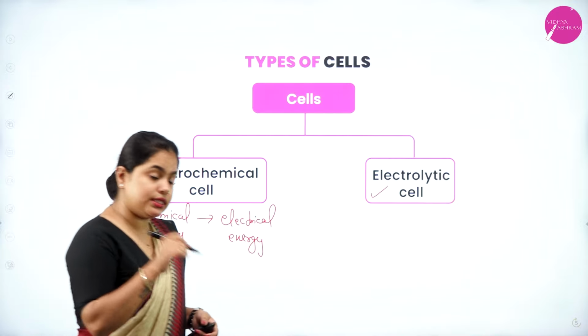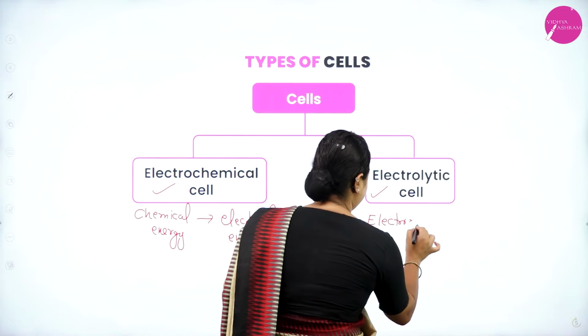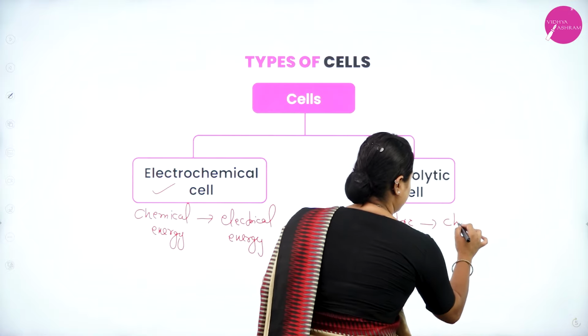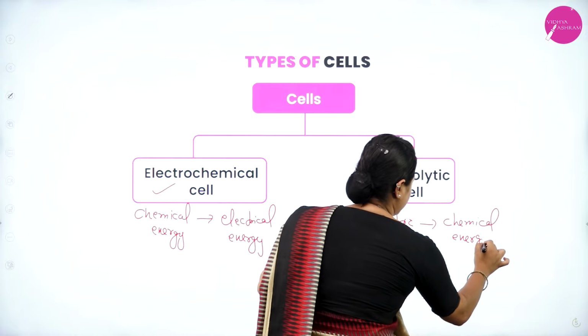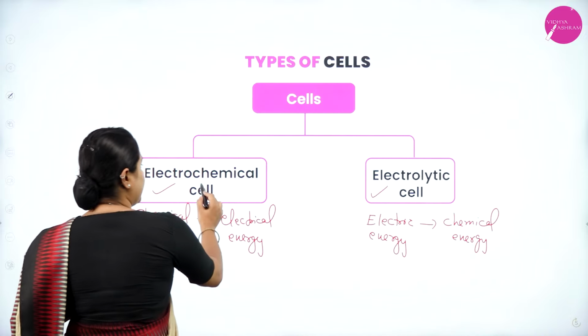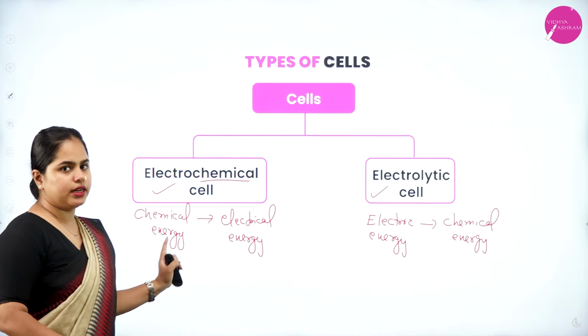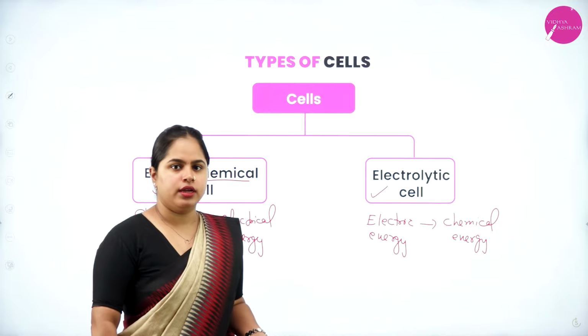Then in an electrolytic cell, what will happen? Electrical energy is getting converted into chemical energy. So how can you remember this? In the word electrochemical cell, you have the word chemical here, right? So remember, it will convert chemical energy to electrical energy. And an electrolytic cell converts electrical energy into chemical energy.